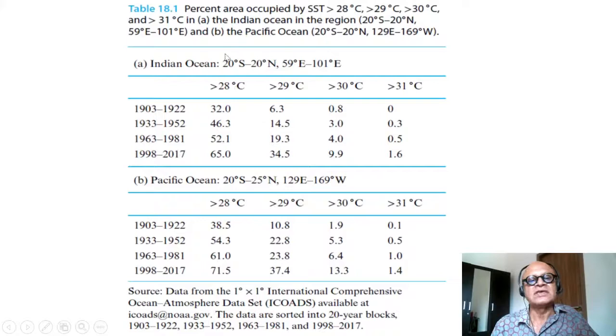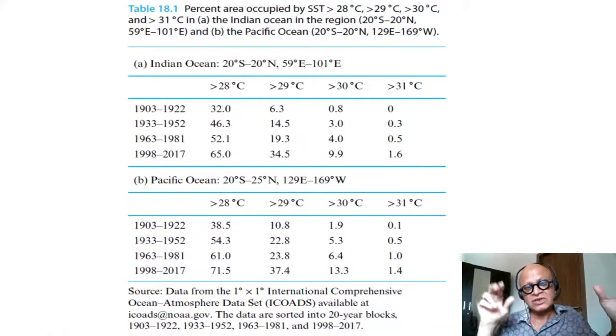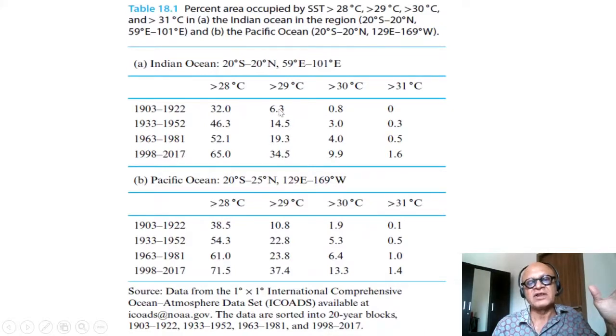You can see the Indian Ocean has seen an increase and the Pacific Ocean has seen an increase for areas greater than 28 degrees C, which is consistent with the figure we had already seen. Same for greater than 29 degrees centigrade, which is somewhat of a larger increase. For greater than 30 degrees centigrade, an increase, but not as dramatic as the 29 degrees centigrade area. For 31 degrees, the area is quite small, but it also shows an increase.